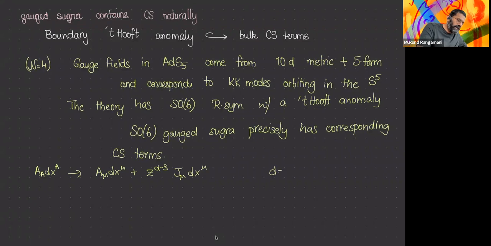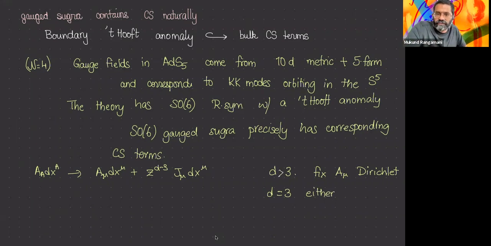In D greater than or equal to 3, you can fix mu. So Dirichlet boundary conditions. Let me make this more clean. Let me say in D strictly bigger than 3, the only thing you're allowed to do is fix mu. In D equals 3, you can either fix mu or j mu. You're allowed to do both.